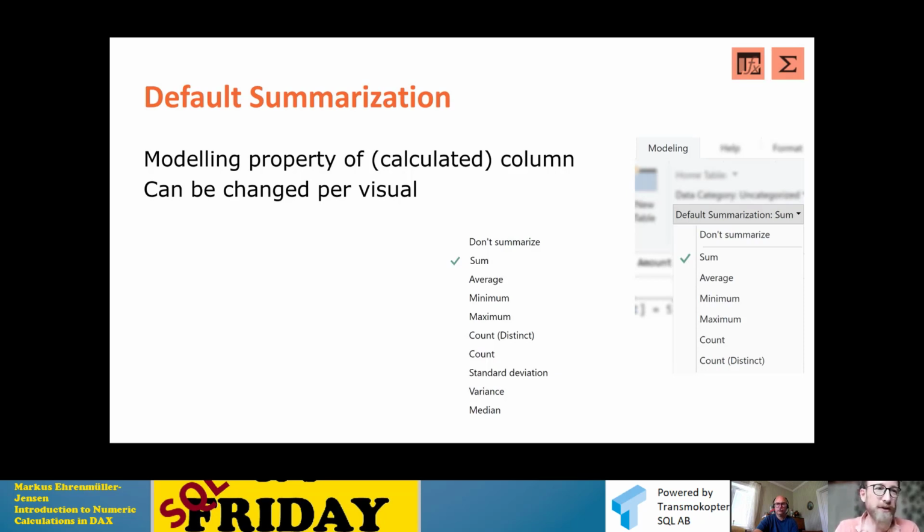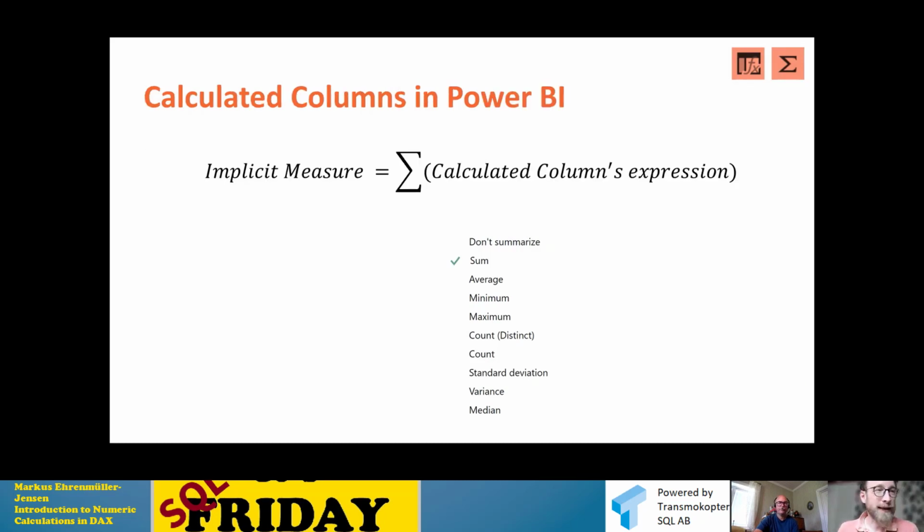And then we also have the sum, the average, the minimum, the maximum. Funny enough, we have 3 more: standard deviation, variance, and median, which is not available in the model, but available in the visuals. I don't know why this is the case. And funny enough, count distinct and count, the order of those is different if you pick it up in the model or in this visual. And then Power BI creates an implicit measure for you. As I already said, you can't see it, and if you pick the sum, of course, it's then doing the sum over the expression of the calculated column, or the average or whatever.